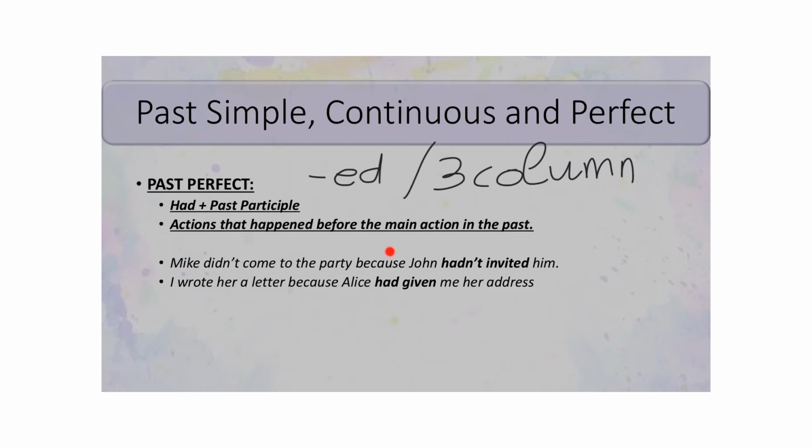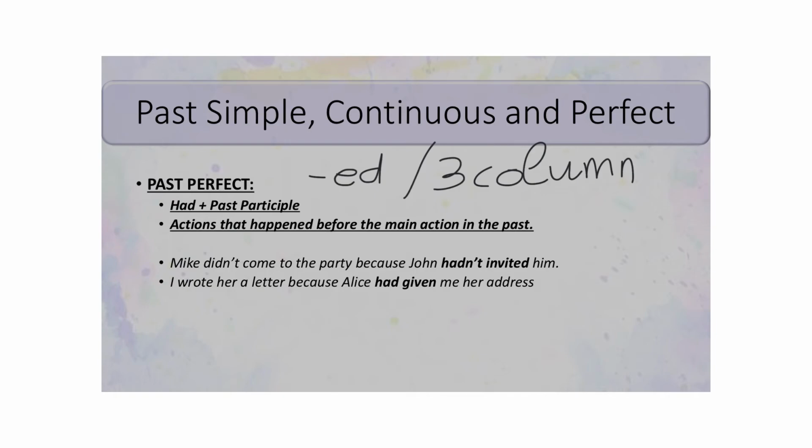To talk about the first action or the older action, we use the past perfect. And to talk about the most recent action, in this case we use the past simple. Okay, another example. Take this sentence. I wrote her a letter because Alice had given me her address. Le escribí una carta porque Alice me había dado su dirección.